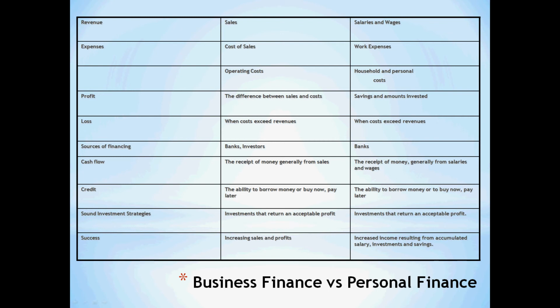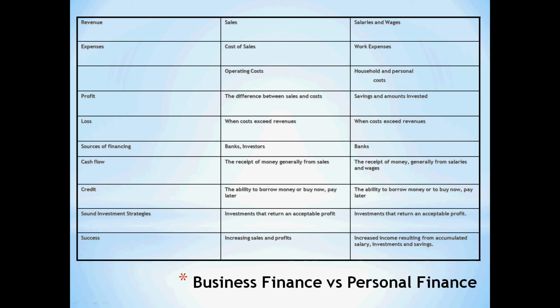For your profit, it's the difference between sales and costs. In personal, it's the savings and amounts invested. Your loss is when costs exceed revenues. For both, your sources of financing are going to be banks or investors. For your cash flow, it's the receipt of money, generally from sales, whereas it's the receipt of money generally from salary and wages for your personal.